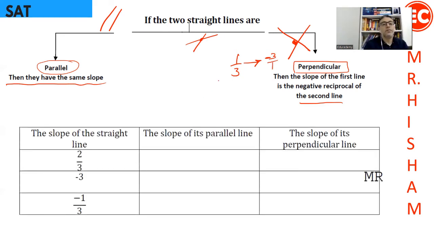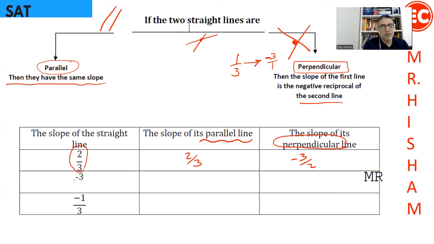So here is an example or a drill that we need to fill about the slope of parallel lines and the slope of perpendicular lines. Consider that the first line's slope is 2/3. So the straight line which is parallel to it is going to be 2/3, but the straight line which is perpendicular to it is going to be -3/2. So I flip, I change the sign.